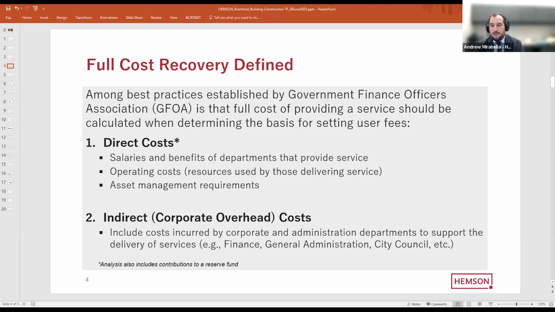The second component is our indirect or corporate overhead costs. And that's really a function of costs that are incurred by corporate departments, mayor and council, office of the CAO, any general administration who don't actually physically handle any applications, but they're involved in making sure the corporation runs, and those costs are incorporated into the analysis as part of our full cost recovery exercise.